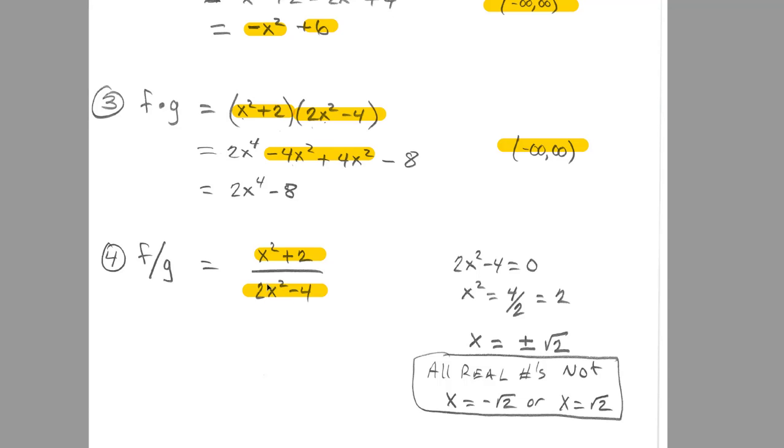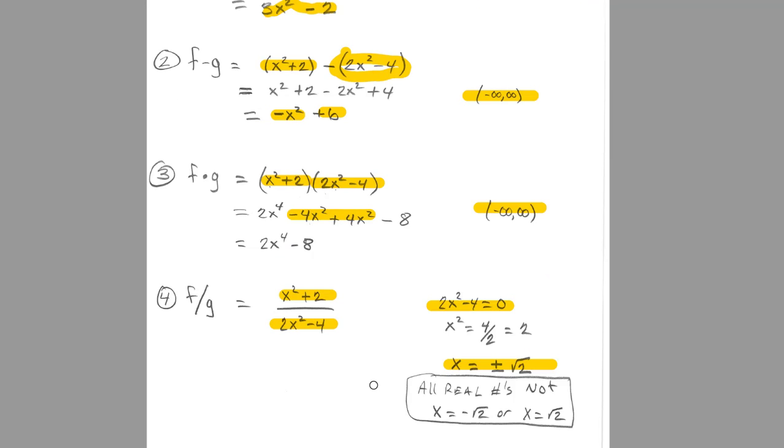But I need to be concerned about where the bottom, the denominator, is equal to 0. So I set the denominator, 2x squared minus 4, equal to 0, and solve for x. I added 4 to both sides, divided both sides by 2, so I get x squared is equal to 2. Then I solve, and I get x is equal to plus or minus root 2. So the domain is all real numbers not equal to negative root 2 or positive root 2.